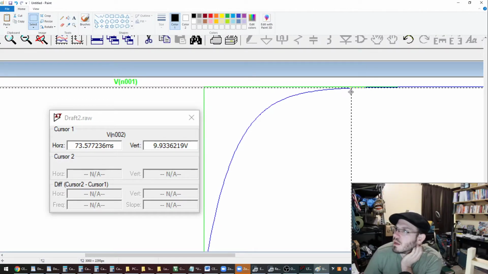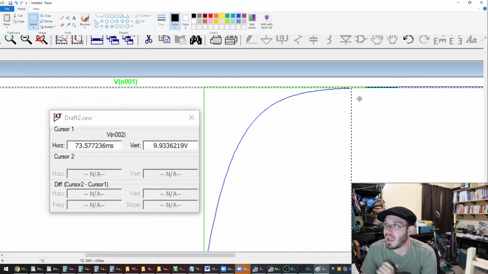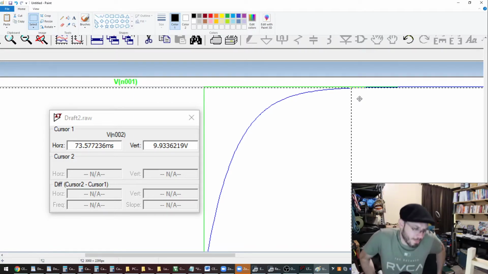Okay. So it looks like we are almost exactly at 100%. We're really close. 99.8% is technically what the number should be. But nevertheless, we're practically done charging our cap. We're not going to develop much more voltage across our cap, at least not relative to this whole period before. This is at 5 time constants.